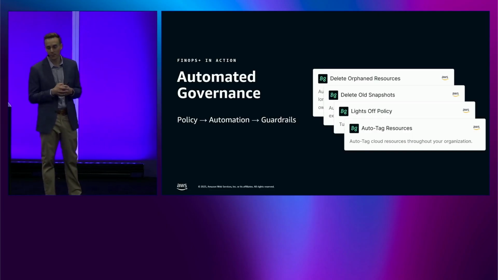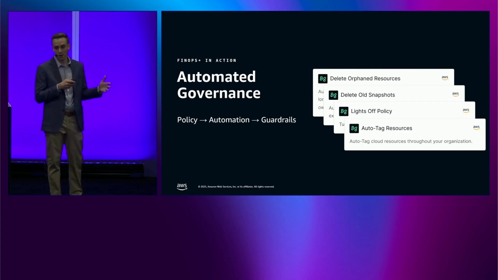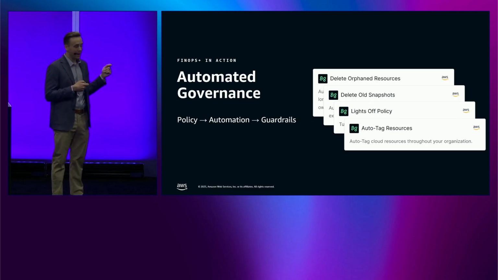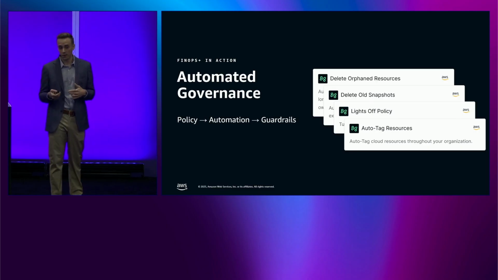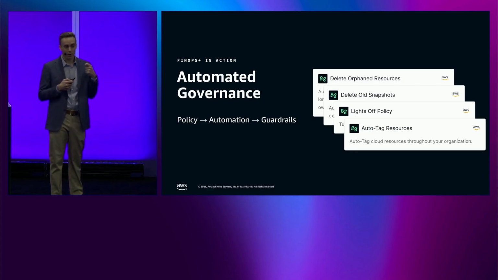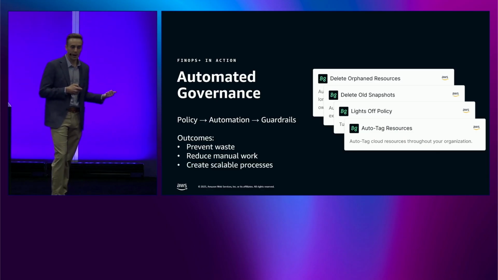Tagging is something every FinOps practice does. It looks a little different everywhere, but the ability to say, these are the key value pairs we look for, and then taking that policy and using, whether it's a homegrown solution or a tool like Kion, and wrapping that up in automation. When that happens, you start to have guardrails, and those guardrails produce outcomes.